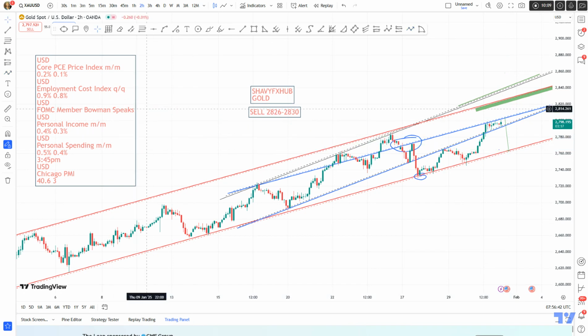When you look to the right, you will see we have the USD core PCE price index. This is Fed watch. The Fed looks at the core PCE price index, month over month. We have the employment cost index, which is different from unemployment claims. They are not the same. We have FOMC member Bowman speaking. We have the personal income data print, personal spending, and Chicago PMI. This is too much. These data are way too much for good buyers, leaving you with a possibility for sell. At this point, they might be exhausted.